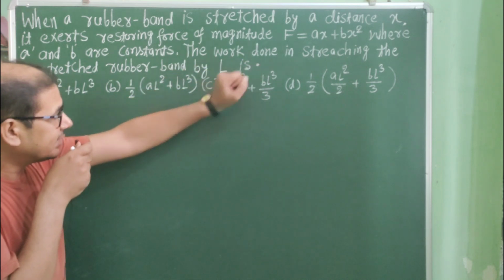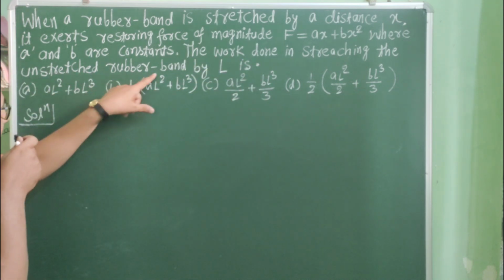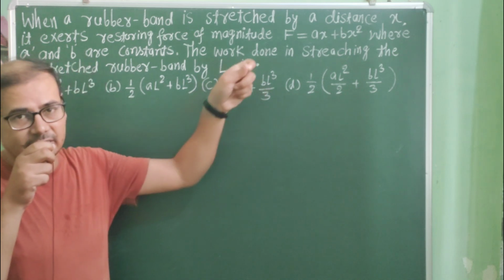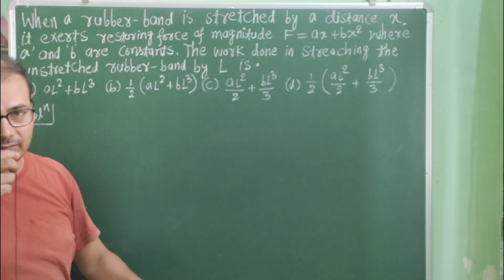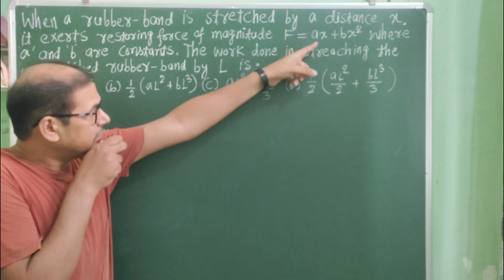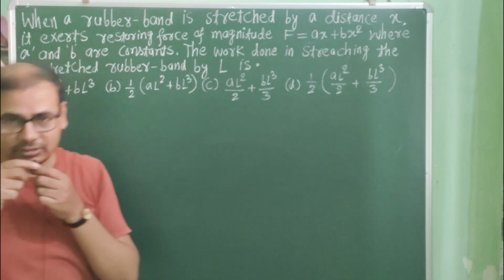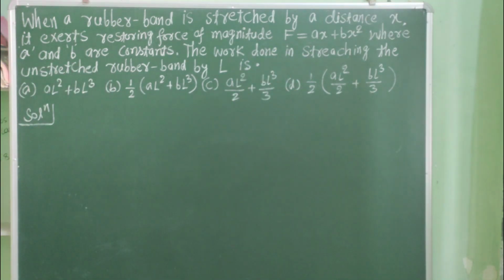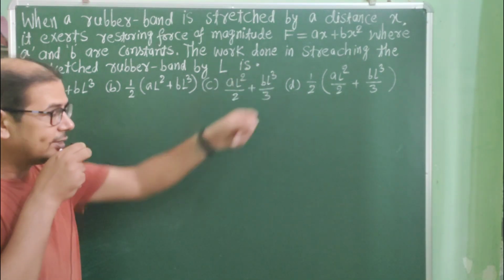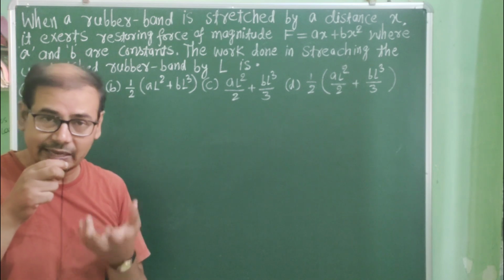The work done in stretching the unstretched rubber band by L: suppose that the rubber band is stretched up to length capital L. Then what will be the work done? If x equal to 0, F equal to 0. Suppose that x is equal to 1, then F equal to a plus b, correct? Suppose that x equal to 2, then F equal to 2a plus 4b. That is, F is variable.